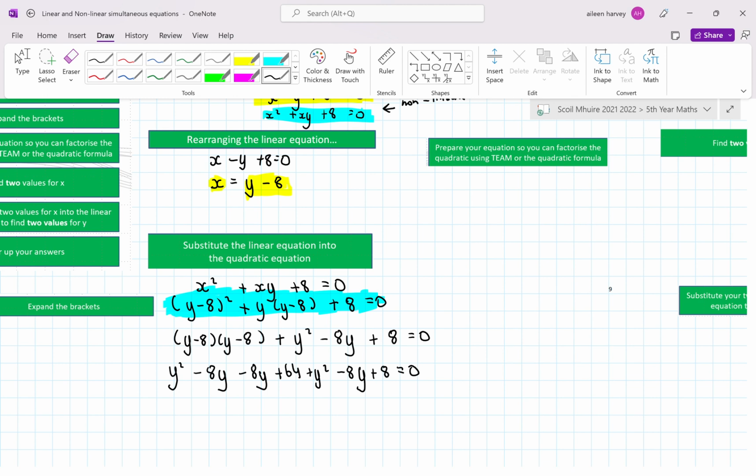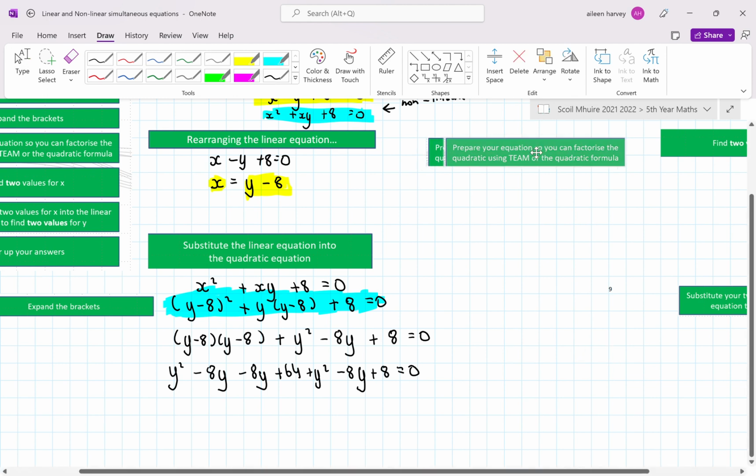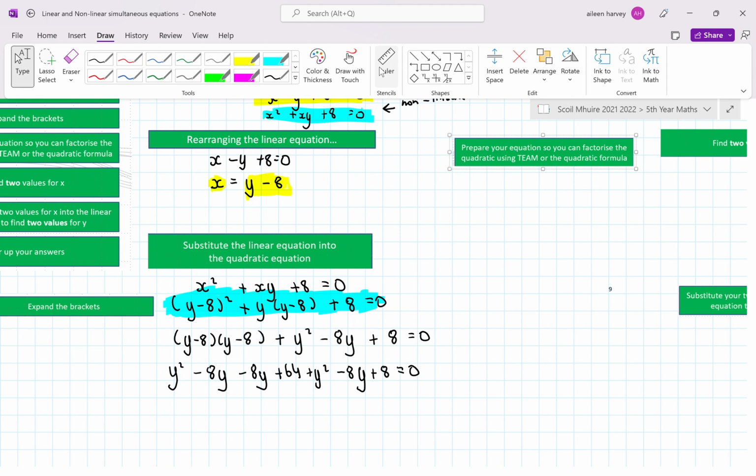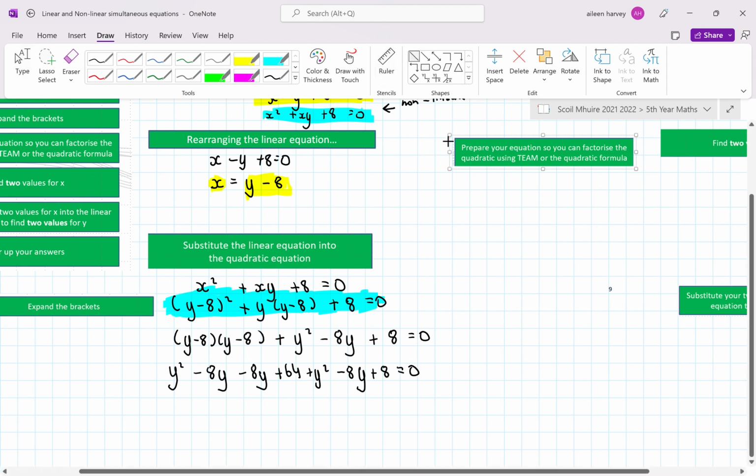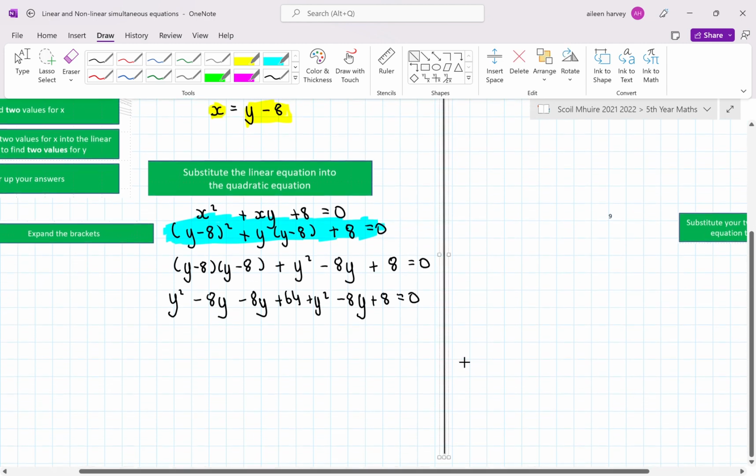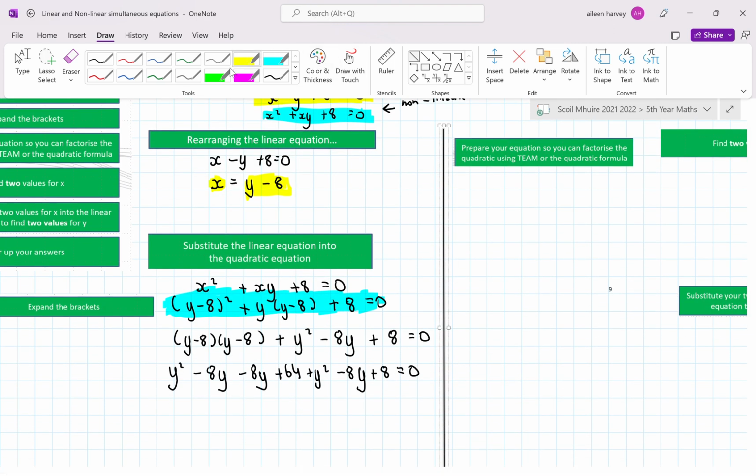Okay, so now that we've expanded all of our brackets, we're just going to add together our like terms here. I've expanded all the brackets and I'm just going to tidy it up by adding together our like terms.